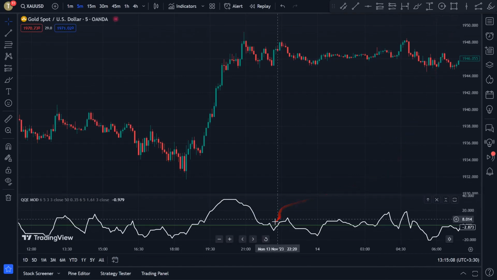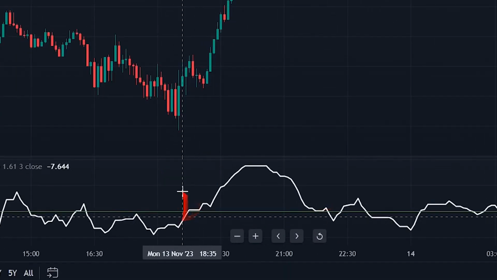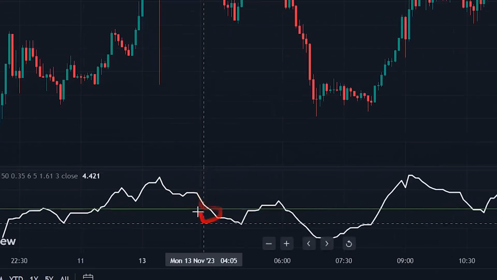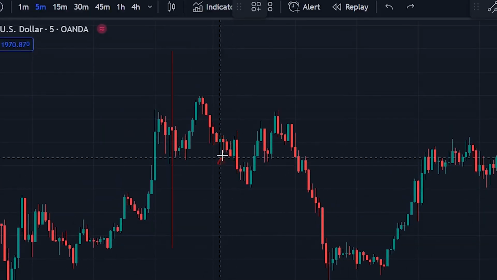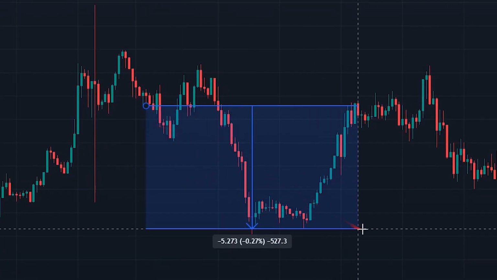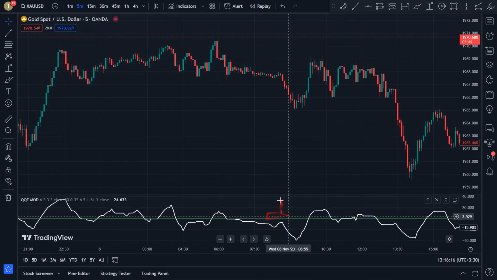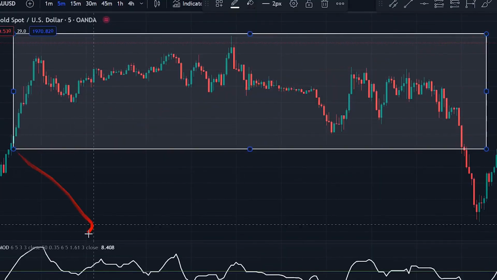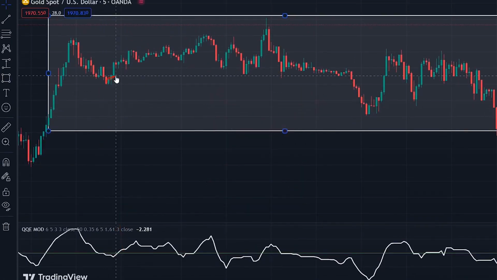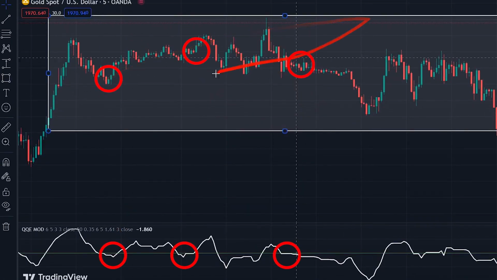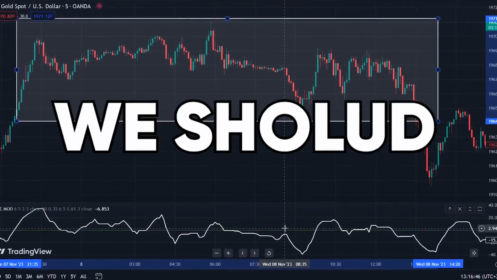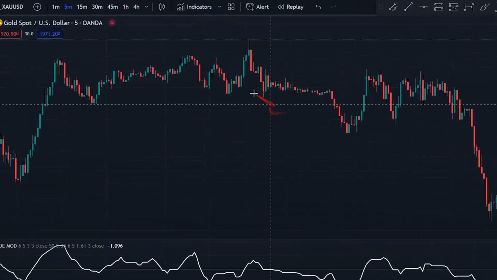Here it has given us a buy signal and we can place a buy order. For example, here the QQE line has given us a sell signal, so we can place a sell order. But when the market is sideways, like in these examples, we have false signals and should not enter the trades. Even when the QQE line is horizontal, we should not enter the trades.